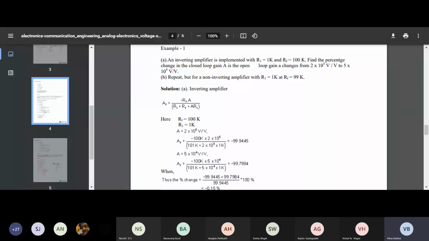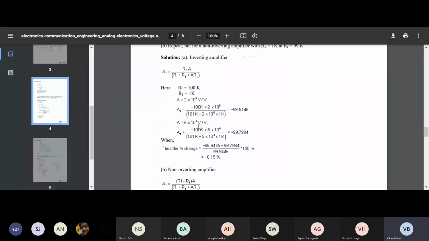Next, I'll do the same experimentation for the inverting amplifier when the gain changes from 2 into 10 raised to 5 to 5 into 10 raised to 4. That's what has been asked. So with A equal to 5 into 10 raised to 4, what is the value of gain? Again, I'm going to use the same equation and substitute all the values. R1 and RF won't change, so they are kept as they are. Now what will be the value of AF?